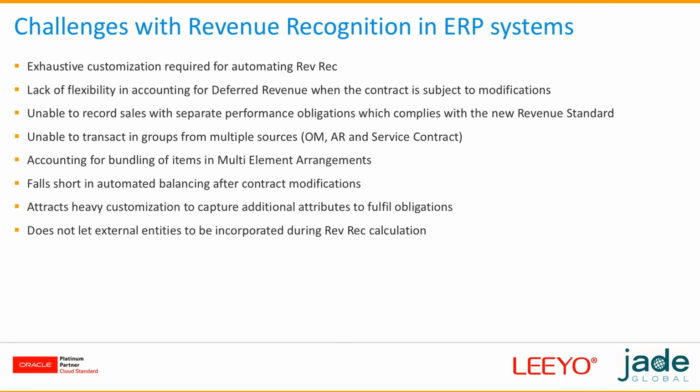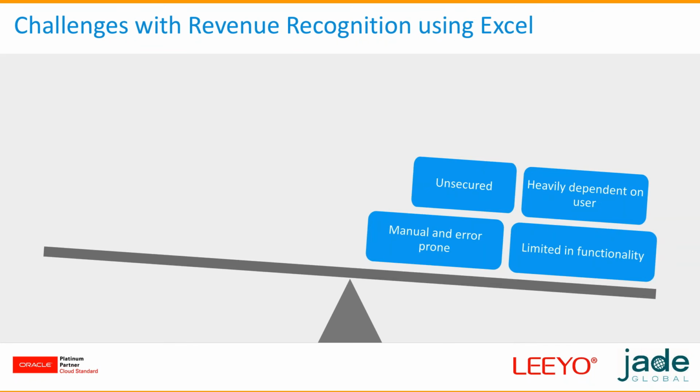The other aspect of doing this is that people start to use Excel, which is primarily something where they take data out from the system, put it into Excel, and do all of the machinations. The challenge with that is Excel is unsecured. It's just a file sitting on your file system. It's heavily dependent on the user who has built the rules and the macros that are being used to automate some of that functionality. And it's manual and error prone.